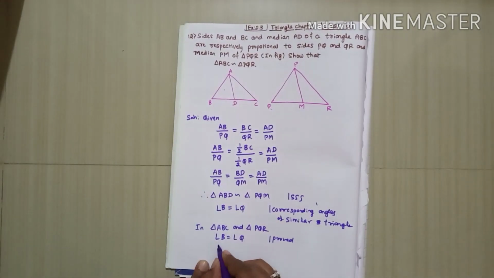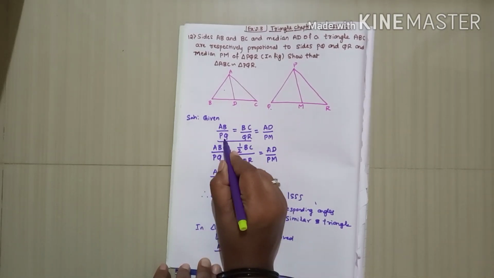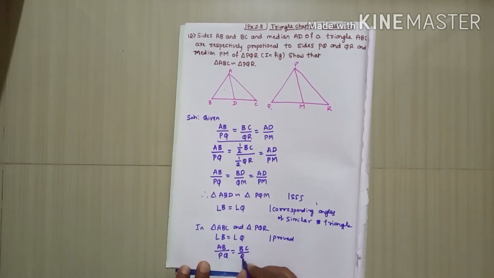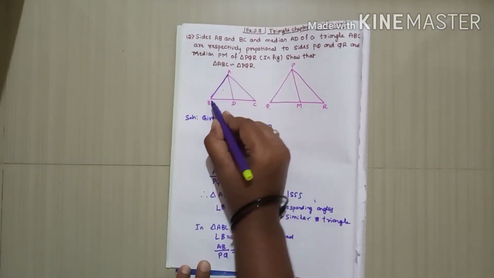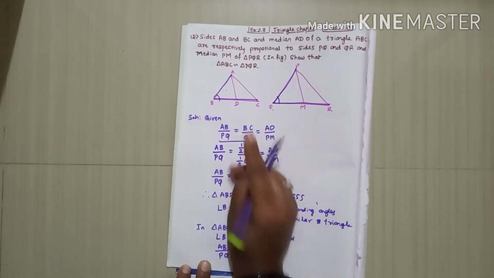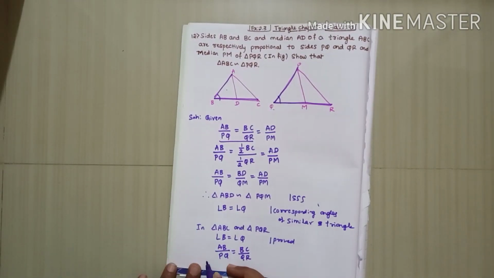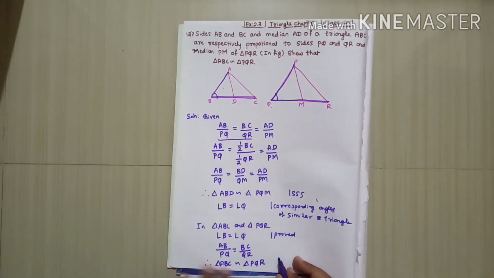These two ratios you have to take, what they have given: AB divided by PQ is equal to BC by QR. Two sides are proportional and one angle is equal. In this triangle, these two sides are proportional and the included angles are equal. So by SAS we can say, therefore, triangle ABC is similar to triangle PQR.